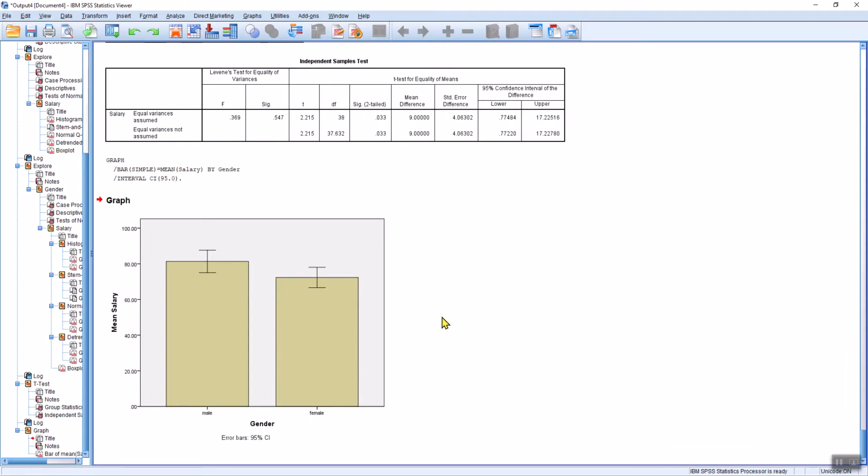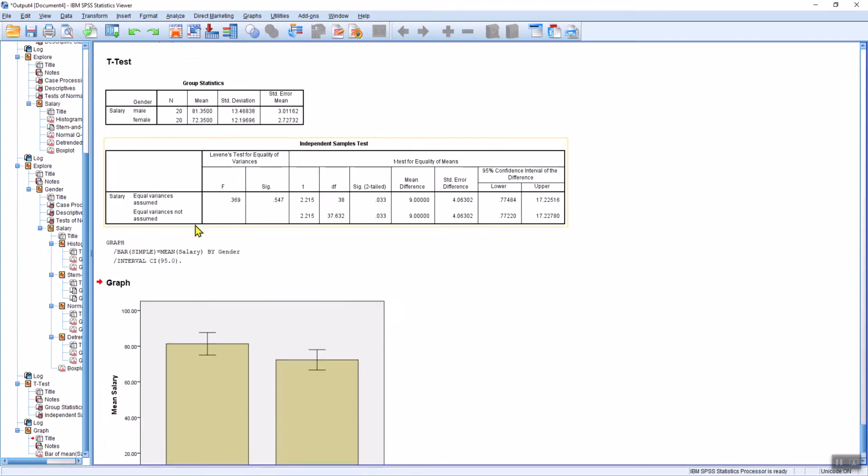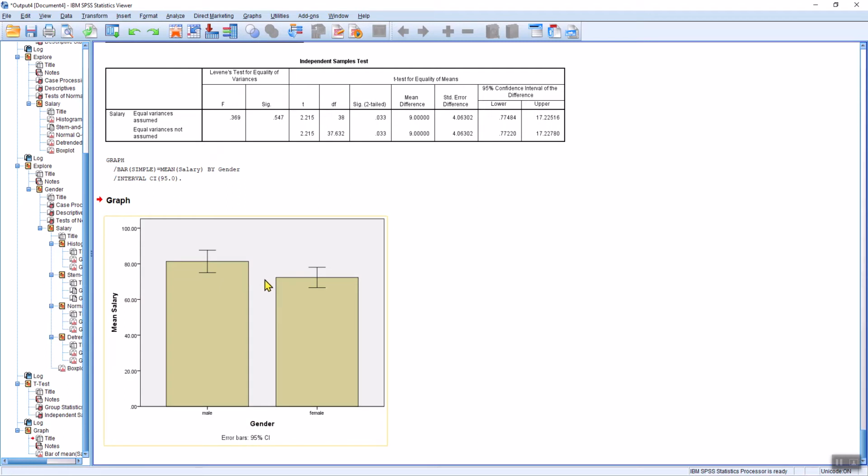And now we've got a nice bar chart that shows you the difference between males and females. And these are the confidence intervals around the mean. So the mean here, that's the actual number that you see right here, 81,350. That is right here. And 72,350, that would be right about here. So you can see that there is a pronounced difference, and it's statistically significant. It doesn't look as impressive because the bars here are kind of fat, they're wide, but it's there. You can see it.